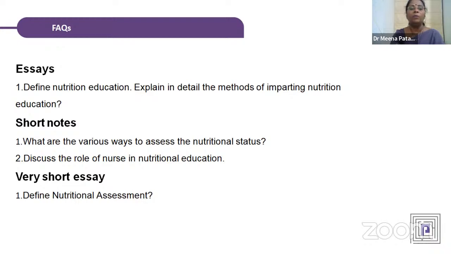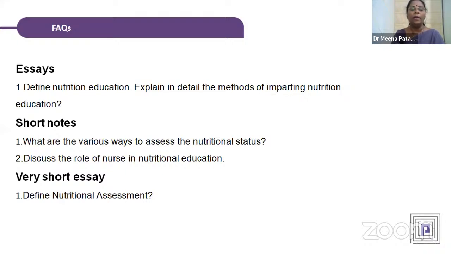Now, what are the various ways to assess the nutritional status? As I said, A, B, C, D. Now, you will have to write briefly about each method. Okay. Then discuss the role of nurse in nutritional education. So, again, you take the various methods of nutrition education and explain.